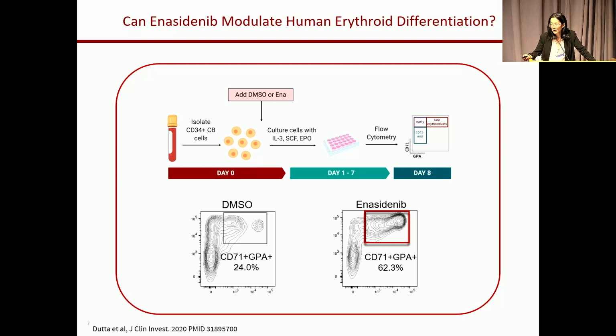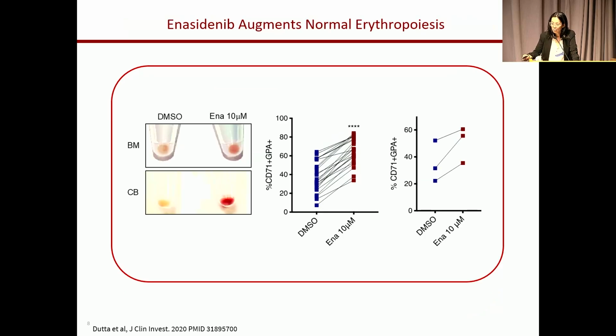As you can see on the bottom panel, we compared the presence of Enasidenib and the presence of the placebo or carrier, DMSO. You can clearly see that by looking at the double positive population illustrated in red, CD71 positive and GPA positive, the presence of Enasidenib actually increased erythroid differentiation from CD34 positive cord blood quite a bit. We kind of didn't believe this result, so we replicated it many, many times using over 20 cord bloods and saw exactly the same.